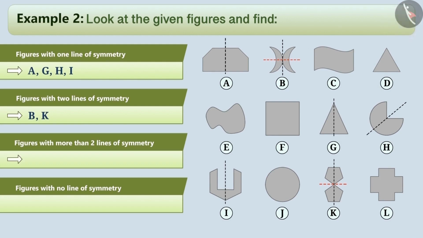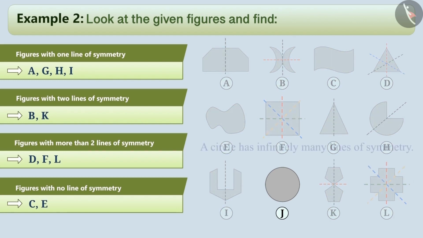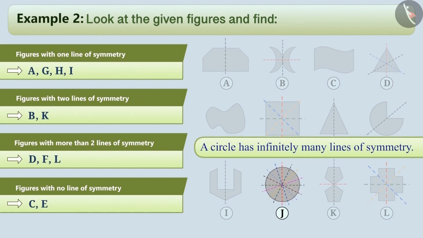Let me tell you. Here, figures D, F and L have more than two lines of symmetry. If we look at it, then we can say that figures C and E have no lines of symmetry. Because there can be many lines passing through the center of a circle, we can say that a circle has infinitely many lines of symmetry.